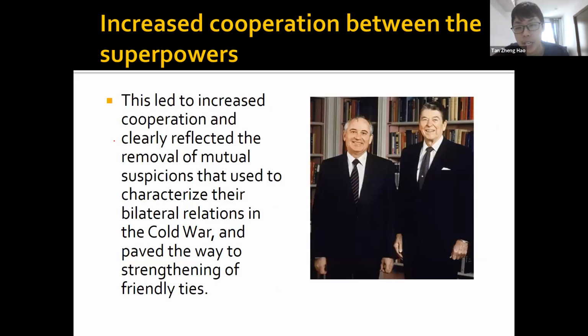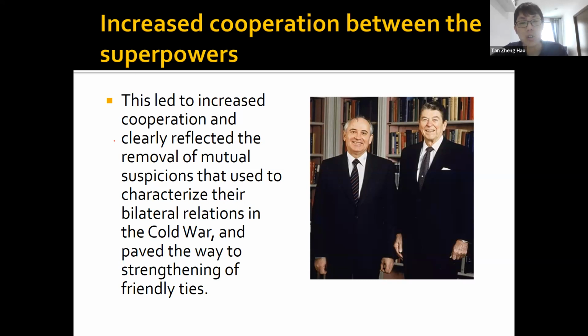So friendlier ties. You can see Gorbachev and Reagan quite happy here with each other. Unimaginable in the past, because in the past, many of the Soviet and US leaders were so hostile towards each other. You could not be seen in the same photo, because people would complain and say, why are you taking a photo being so friendly with your enemy?